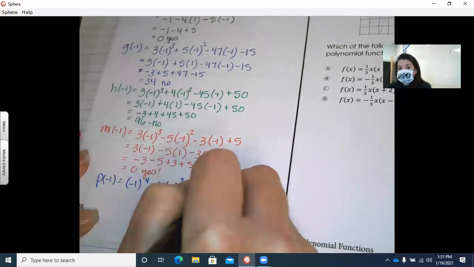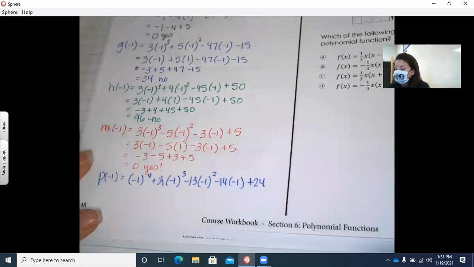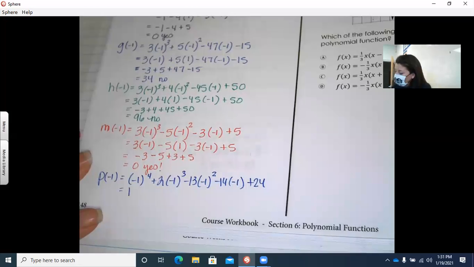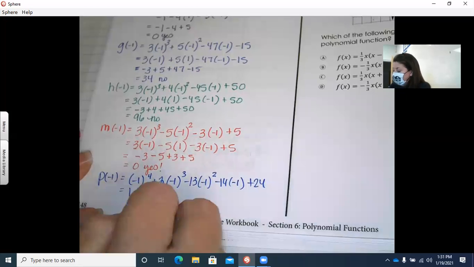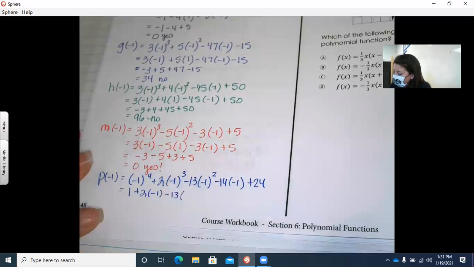Woo. All right, negative 1 to the 4th. Is that going to be positive or negative? Positive. So that's going to be 1. Negative 1 times negative 1 times negative 1 times negative 1, positive 1. Plus 2 times negative 1 quantity cubed. Positive 1 or negative 1? Negative 1. Minus 13 times negative 1 quantity squared. Positive 1. No more exponents, so I'm just going to bring it down.